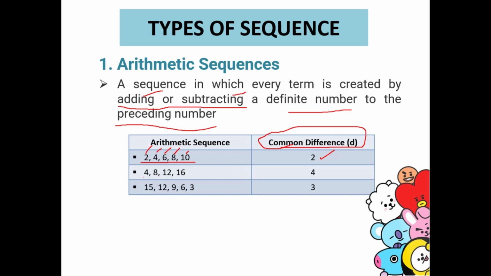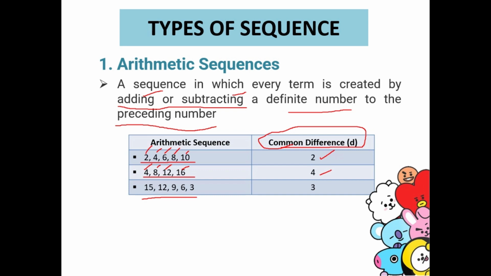And for the second example, we have 4, 8, 12, and 16, whose common difference is 4. Why? Starting with 4 as our first term, then going to our second term, 4 plus 4 is 8. Then we start at 8 for the second term. 8 plus 4 is 12. 12 plus 4 is 16. And that suffices as 4 for our common difference for the second example of arithmetic sequence.